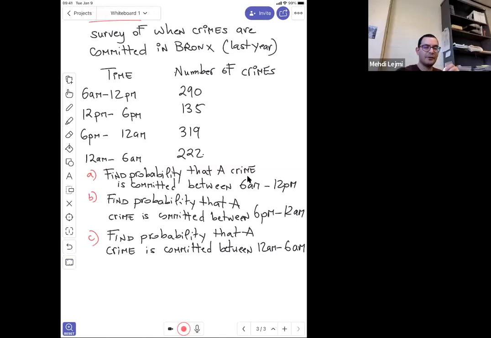So again, just to remind you, the probability will be the frequency of the event, I mean, how many times the event occurs, over, of course, the size of the sample, the total size of the sample.